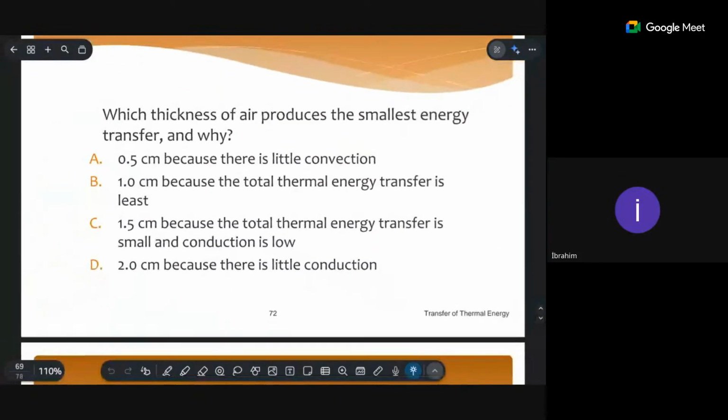Remember this: which thickness of the air layer produces the smallest energy transfer, and why. This is 1 centimeter, because the total thermal energy transfer is least. You got this point? So please remember these questions. These are very important questions, and hopefully they will help you out.